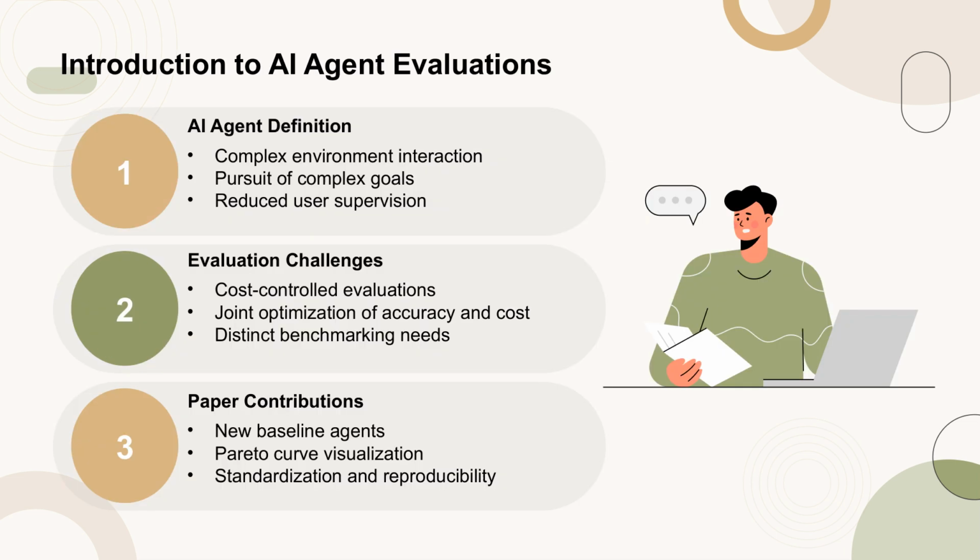In this paper, the authors discuss the definition of AI agents, emphasizing their interaction with complex environments and the pursuit of complex goals with reduced user supervision. They highlight the challenges in evaluating these agents, particularly the need for cost-controlled evaluations and the importance of jointly optimizing accuracy and cost. The paper makes several key contributions, including the introduction of new baseline agents, the use of Pareto curve visualization for evaluation, and efforts towards standardization and reproducibility in agent benchmarking.